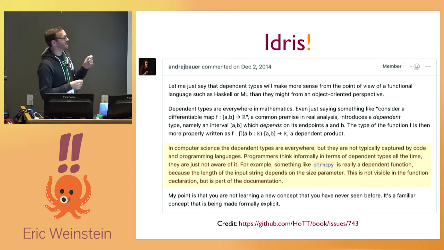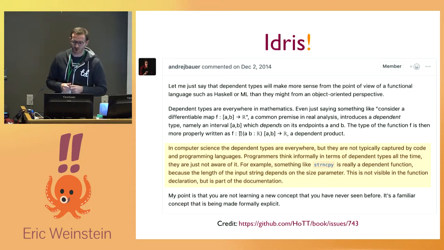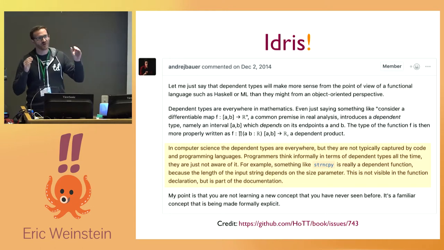In computer science, dependent types are everywhere, but they are not typically captured by code. Programmers think informally in terms of dependent types all the time, they're just not aware of it. For example, something like string copy is really a dependent function because the length of the input string depends on the size parameter, right? But this is not visible in the function declaration, it's just part of the docs.